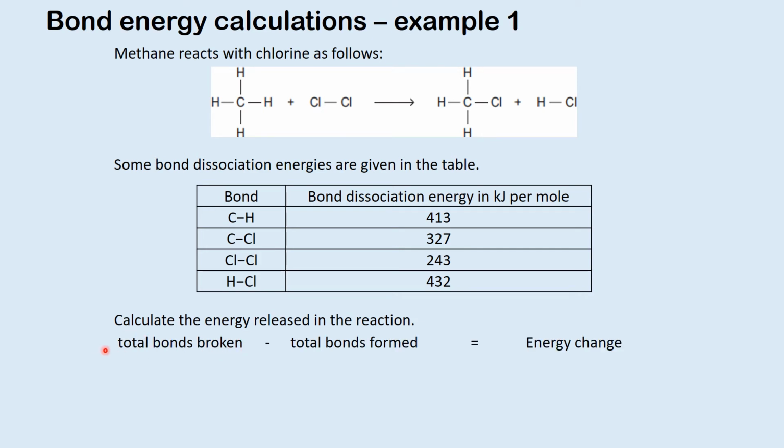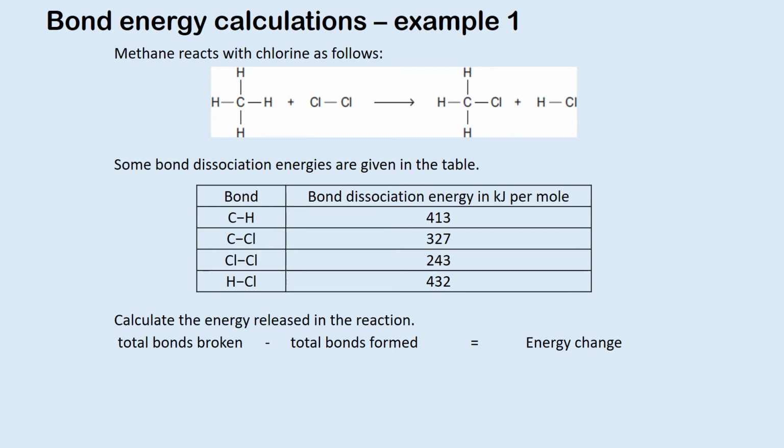Total bonds broken, so the total energy required to break the bonds, take away the total energy required to form the bonds, will give you your change. Now, if you were doing this on an exam paper, this side is the reactants. Total bonds formed is the right-hand side, that's the products. Right, so it's literally a counting activity, which seems relatively straightforward, but do be careful. It's very, very easy to make a mistake on this.